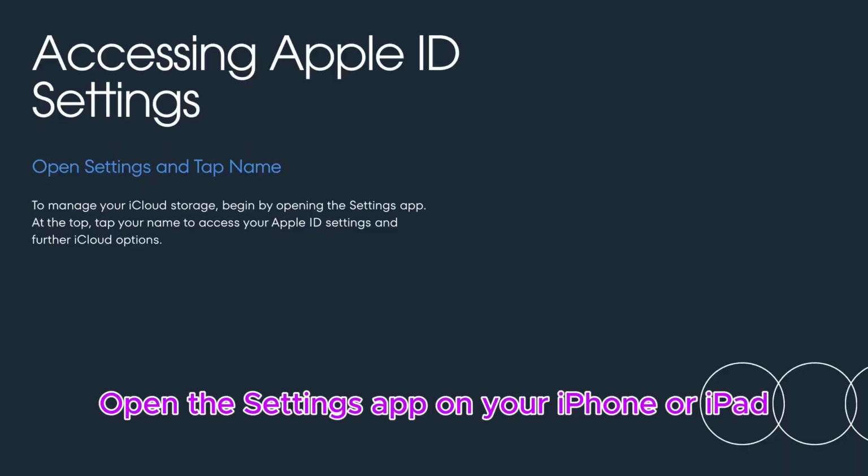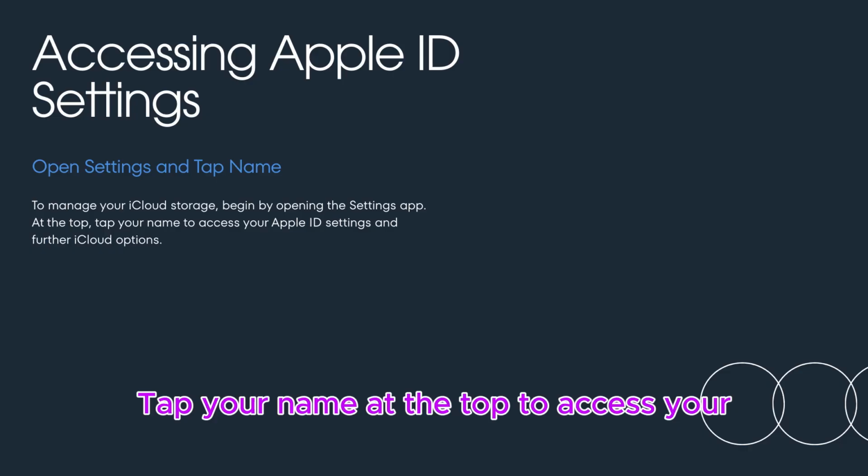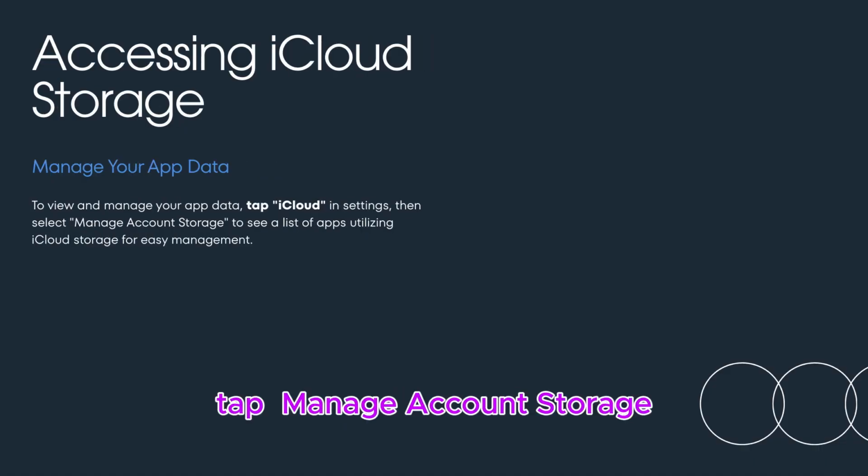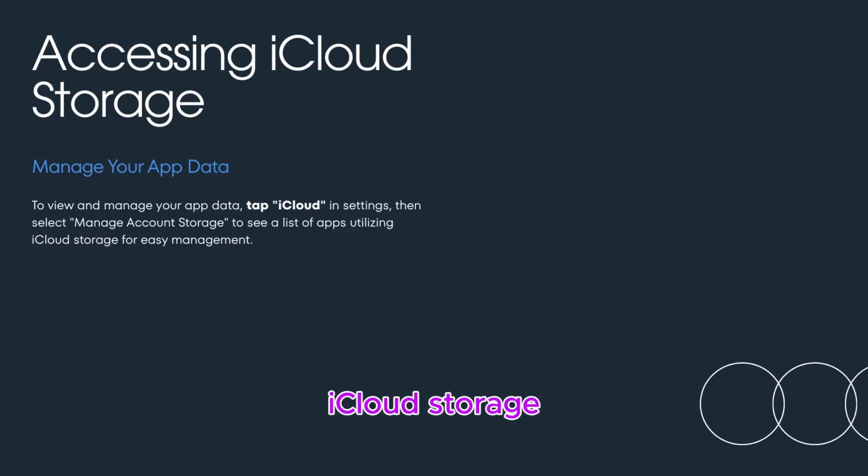Open the Settings app on your iPhone or iPad. Tap your name at the top to access your Apple ID settings. Tap iCloud. Then tap Manage Account Storage or Manage Storage. You will see a list of apps using iCloud storage.